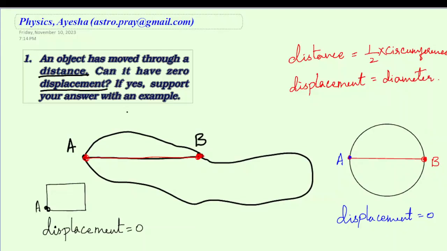Let's move on to the second question. Okay, the question says, a farmer moves along the boundary of a square field of side 10 meters in 40 seconds. What will be the magnitude of displacement of the farmer at the end of 2 minutes 20 seconds from his initial point?